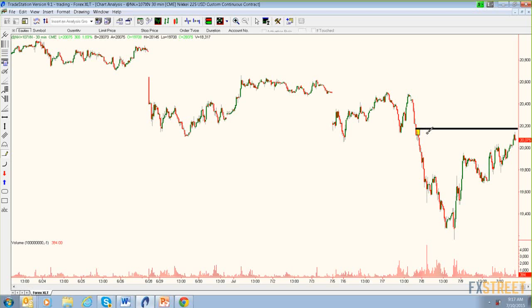Watch for that. Okay, so this one actually already met entry, but let's see if it comes back into here. Careful with this one though. Your initial profit zone is limited by that little new demand zone there.